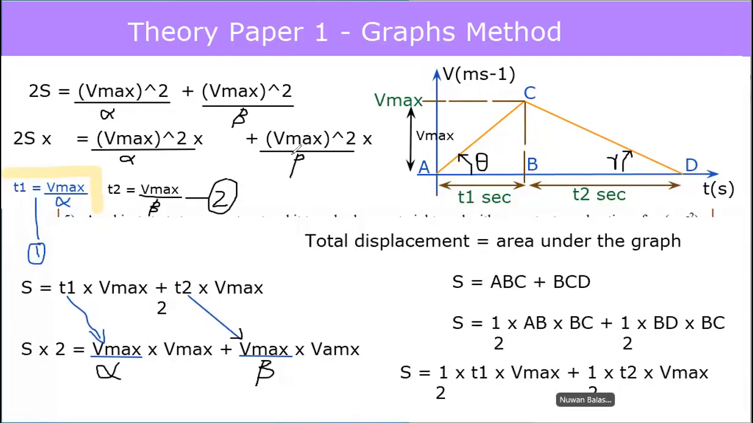May I use a different color to show it there? I use a different color, then it is easy for you to recognize. 2s multiplied by alpha times beta. And the first Vmax square over alpha, I multiply it by alpha times beta. The second Vmax square over beta, I'll multiply that by alpha times beta. So all the terms are multiplied by alpha times beta. Check whether you get something interesting here. What will happen if you multiply like this?